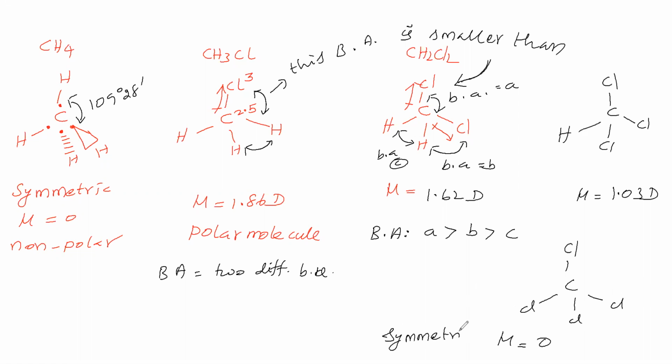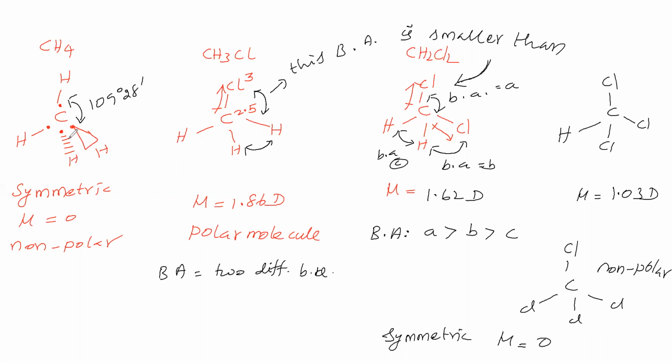This molecule we can say is symmetric. All the surrounding atoms are chlorine atoms. This carbon has only sigma bonds, 4 sigma bonds, and no lone pair. Therefore, this CCl4 is symmetric, just like CH4. Therefore, the dipole moment is 0, and it is a non-polar molecule. This is what is meant by a non-polar molecule.